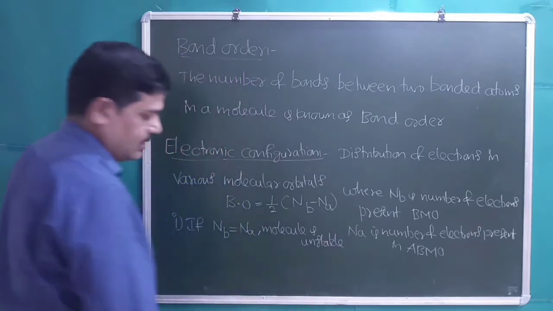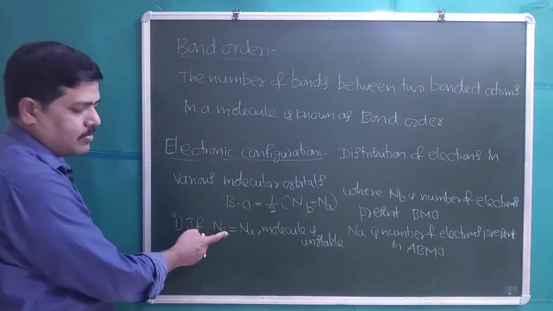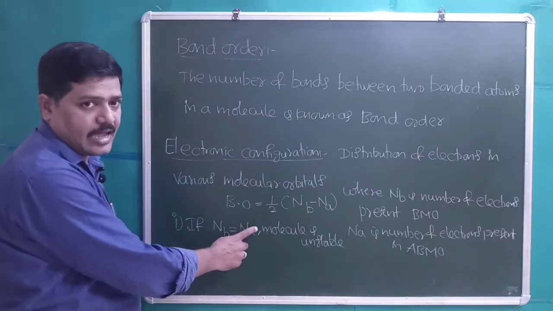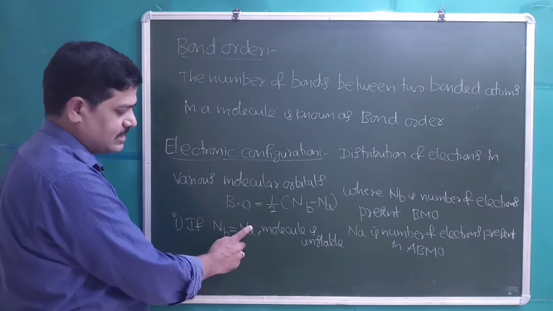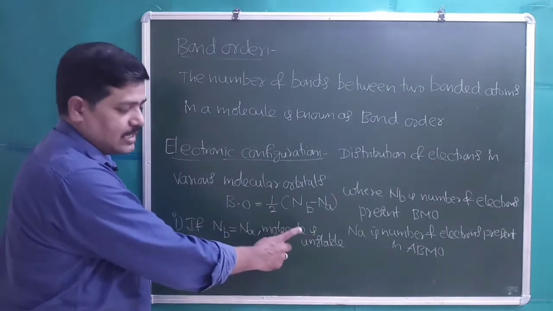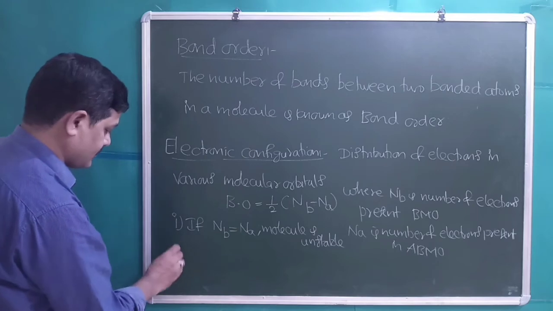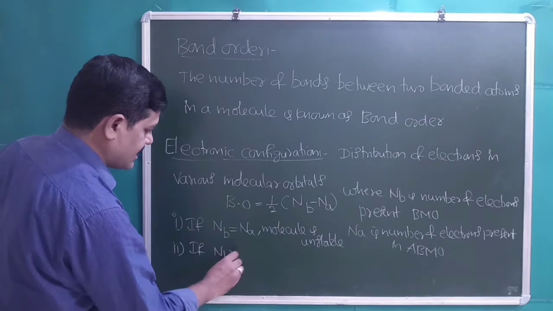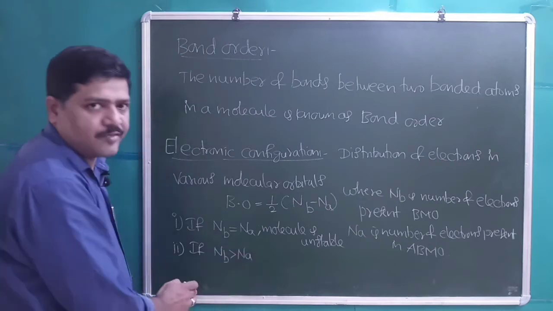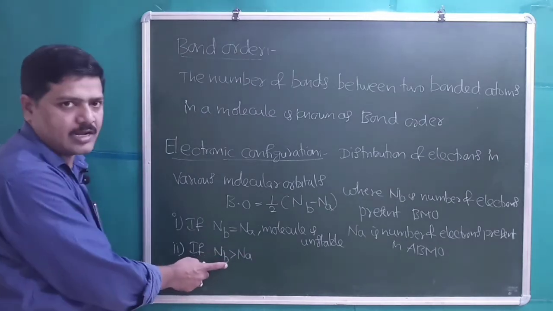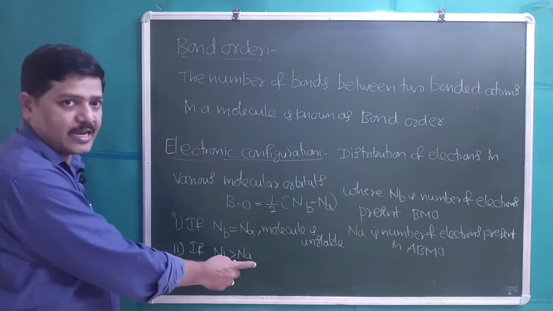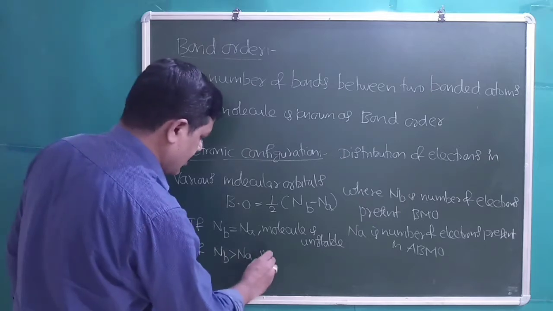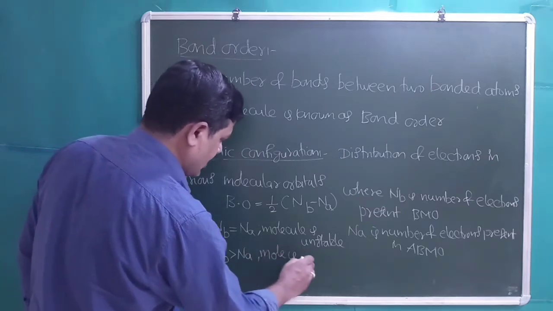Any molecule, if the number of electrons present in the bonding molecular orbitals is the same as the number of electrons present in the anti-bonding molecular orbitals, then the molecule is unstable, it does not exist. If NB is greater than Na, the number of electrons present in bonding molecular orbitals is greater than the number of electrons present in anti-bonding molecular orbitals, then the molecule is stable.